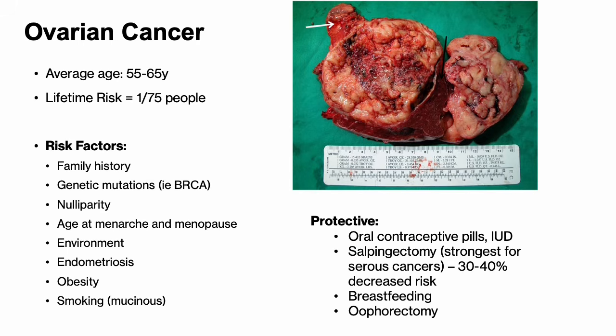The first disease site that we'll start with is ovarian cancer. Average age 55 to 65. The lifetime risk is 1 in 75. Some risk factors here include family history, genetic mutations like BRCA, nulliparity, can be endometriosis, obesity, or smoking. And then some protective effects here are OCPs, IUDs, a salpingectomy, breastfeeding, and removal of the ovaries.